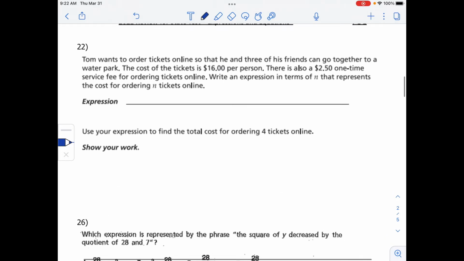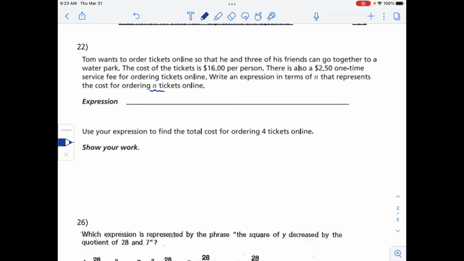Number 22. Tom wants to order tickets online so that he and 3 friends of his can go together to a water park. The cost of the tickets is $16 per person. There's also a $2.50 one-time service fee for ordering the tickets online. Write an expression in terms of N that represents the cost of ordering N tickets online. So this is an expression, it has no equal sign in it, just the one variable which represents the number of tickets.